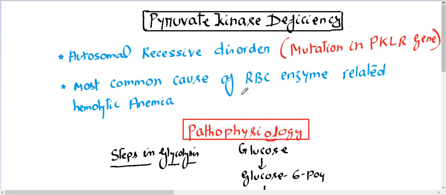Okay, so let's jump into this topic, guys. So pyruvate kinase, any enzyme deficiency by definition is a recessive condition. That is why it's an autosomal recessive disorder, and the mutation is in the PK, that is pyruvate kinase, PKLR gene. How the hemolytic anemia occurs in pyruvate kinase deficiency, we will see in the pathophysiology. It's the most common cause of RBC enzyme related hemolytic anemia.